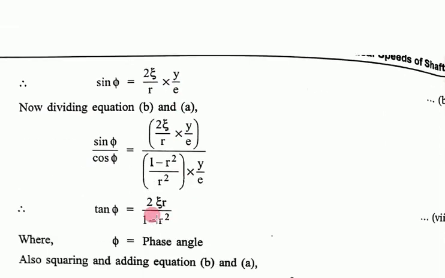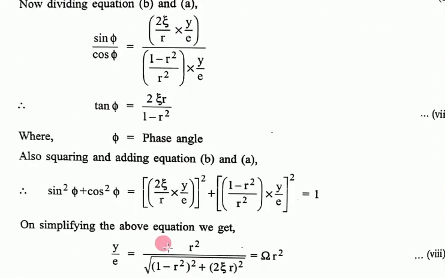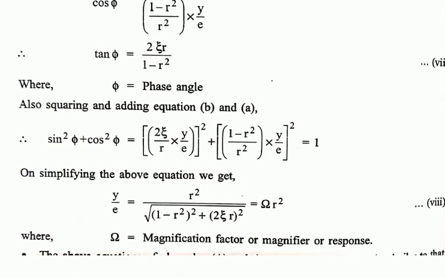Now let's take sin phi upon cos phi, so put the value of this sin phi and this cos phi over here, so it is tan phi, and finally after solving, 2 zeta r upon 1 minus r square, in which phi is the phase angle, right? So here sin square phi plus cos square phi, if we add these equations, then it is equal to 1. So we have sin phi and we have cos phi, so put the values over here, equal to 1, and then again simplify this equation.